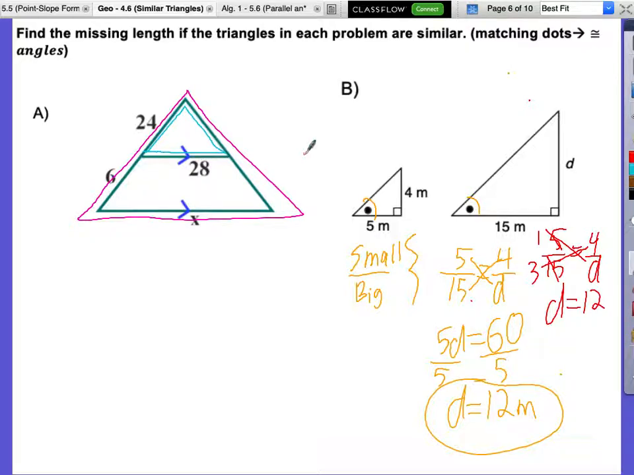Okay, so let's say, what's the length of this small triangle, this side? 24. What's the length of this whole side? 30. How'd you get 30, Gracie? 24 plus 6. The whole side is 30. You forgot big and small.